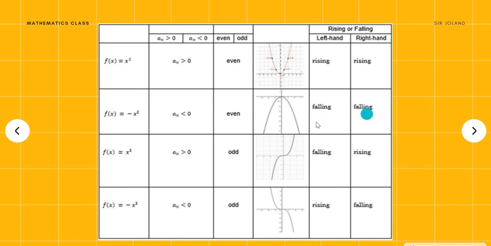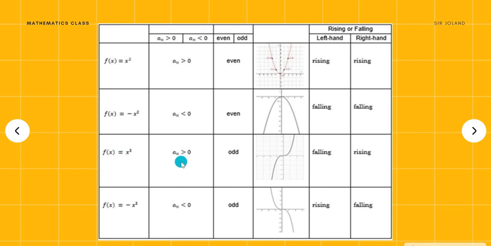Parehas falling. Opposite siya nung una, kasi nga nag-negative. Parehas falling dun sa left hand ng ating Cartesian plane, tapos sa right side ng Cartesian plane, falling din yung ating graph. Third, what if positive naman, pero odd? So, dito ay f of x equal to x cube.